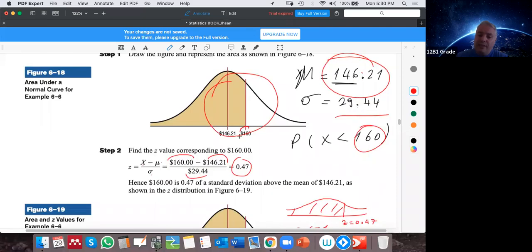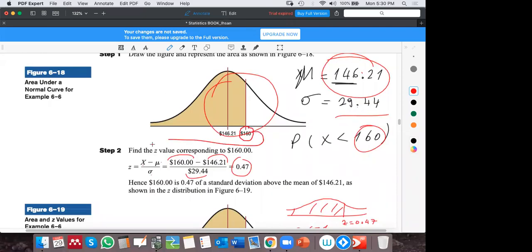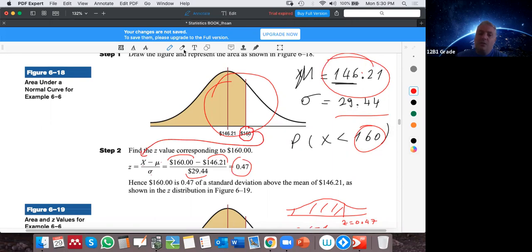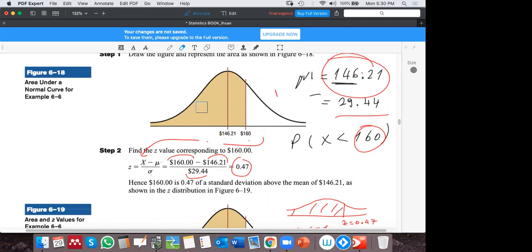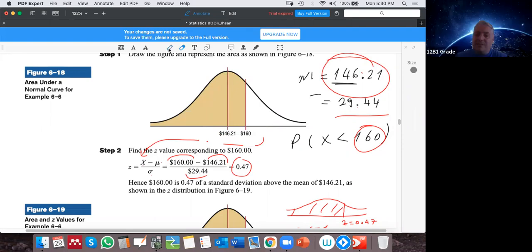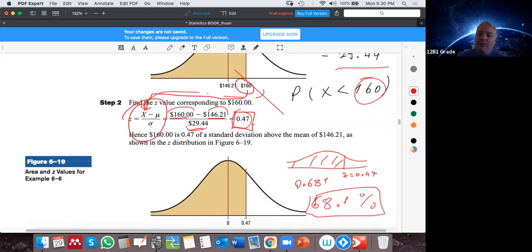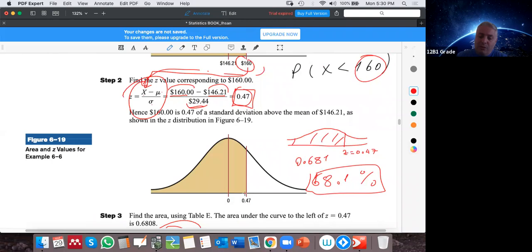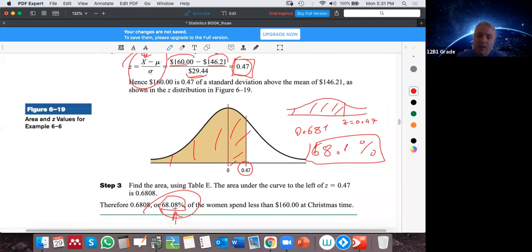So you should find the corresponding z-score. Look at the question. It says 160 and less. So find the z-score of 160. Put it here, 160. 146, 29, so mu and sigma, the formula is this, and find the z-score. Now you find the z-score, so this is 0.47, so this is the area, which is the answer of the question. And then by using the calculator or website or the table, we got this result.